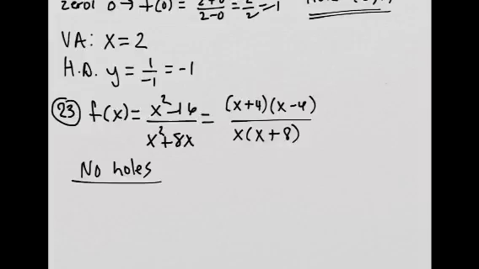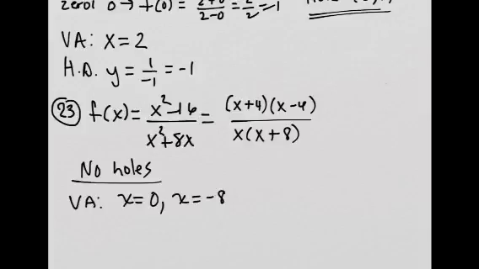As for vertical asymptotes, it actually has two, because there are two values that make the denominator 0: x equals 0 and x equals -8.